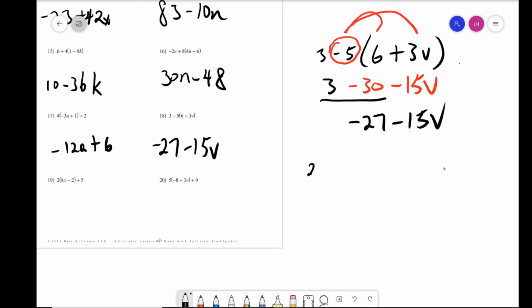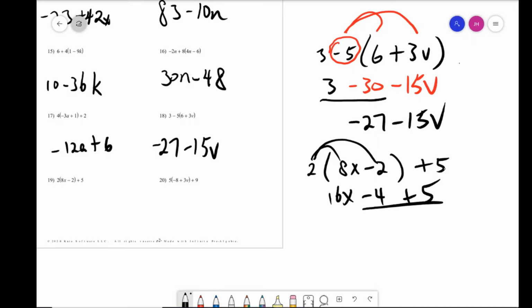19, that is 2 parentheses 8x minus 2 plus 5, distribution 16x minus 4 plus 5, combine them, you have 16x plus 1.